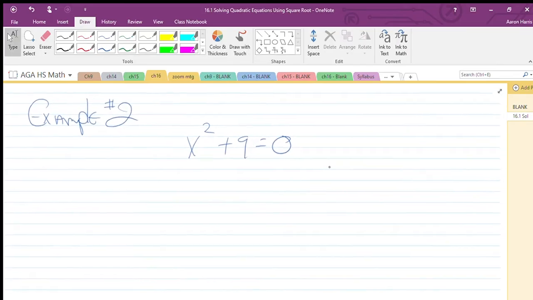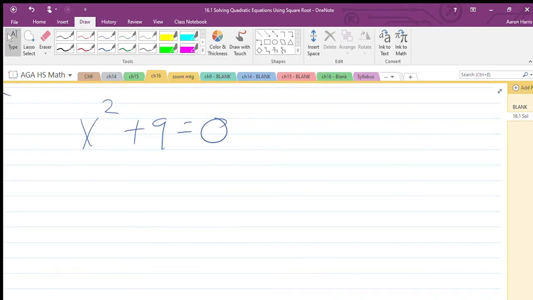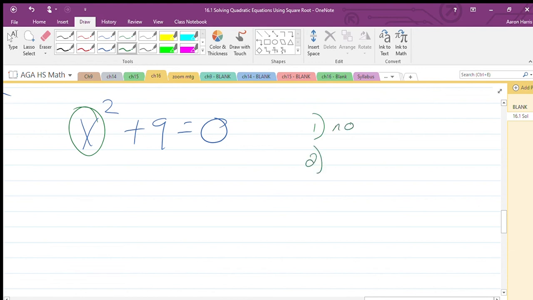All right, example number 2. We have x squared plus 9 is equal to 0. We're going to solve for what? X. So what do we do first? Simplify, combine like terms. Anything to do on your checklist? No. Step 2, remove all what? That's right, addition, subtraction. So I'm going to subtract 9, subtract 9. What do you get? X squared is equal to negative 9.